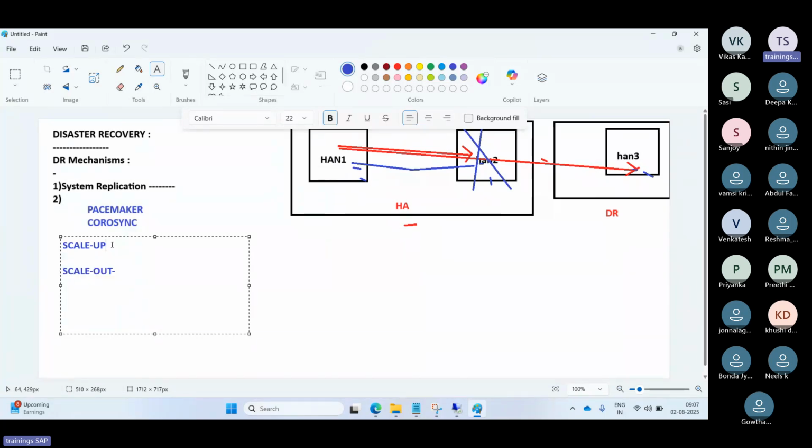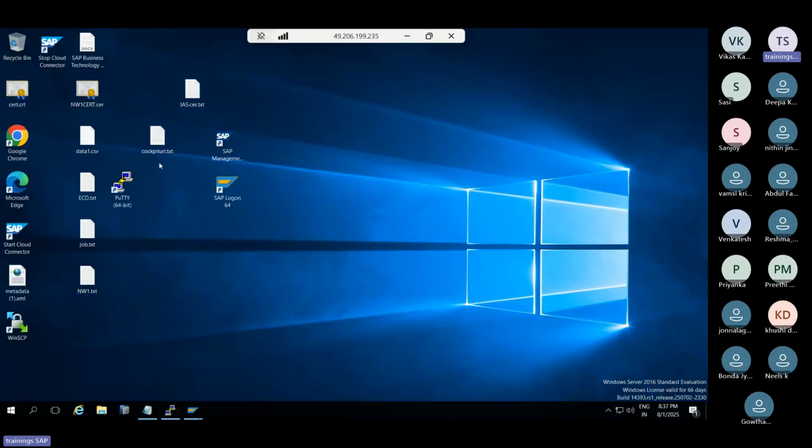Scale up means it's only one node. They say one or more. So there is only one system here, right? Normally the systems which we have installed are all scale up systems only. Scale out means multi-node.